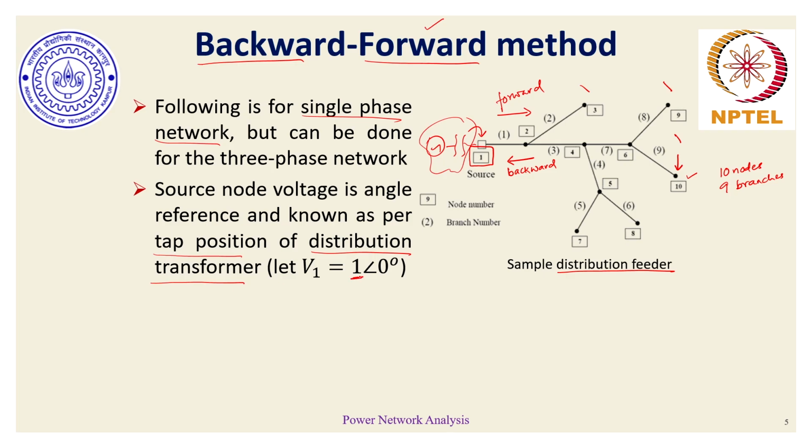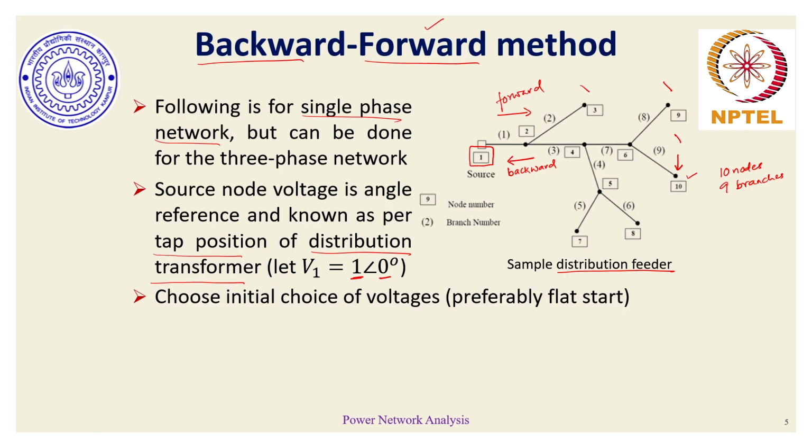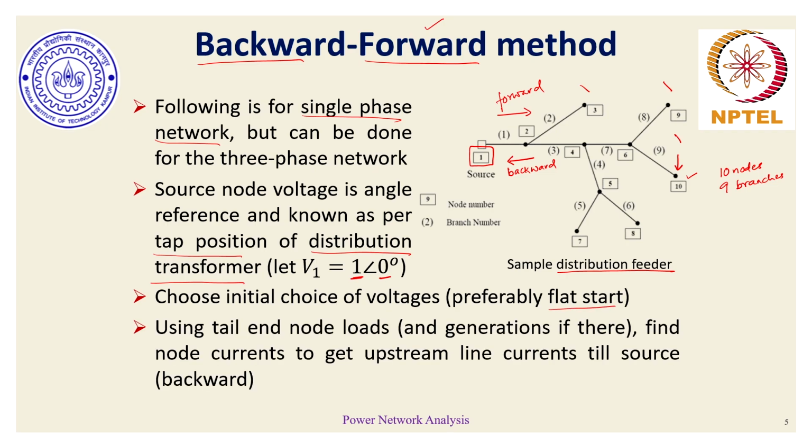So our voltage magnitude has a number of 1 pu over it. For angle reference, we are choosing, for convenience, 0 degree or 0 radian as a reference, although this number could be different from 0 degrees or 0 radians. And the way we chose initial flat start for all other voltages, we choose a similar, preferably flat start voltage. Based on this flat start voltage, we try to do our first step, which is the backward step.